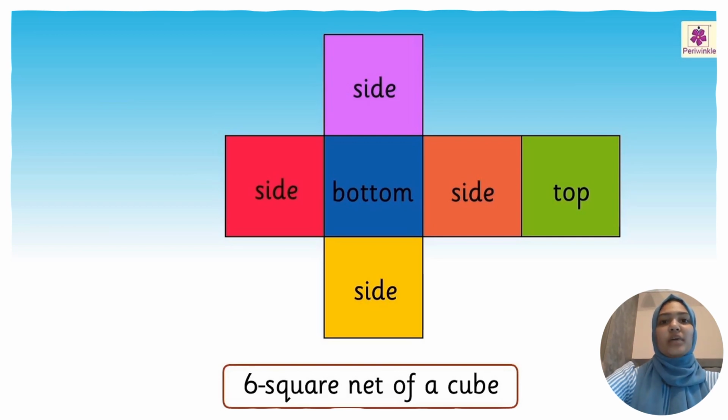In this slide, we are now exposed to the net of a cube. This is where we have a side, we have a bottom. If you cut this net and mold it according to these labels, you will get a cube.